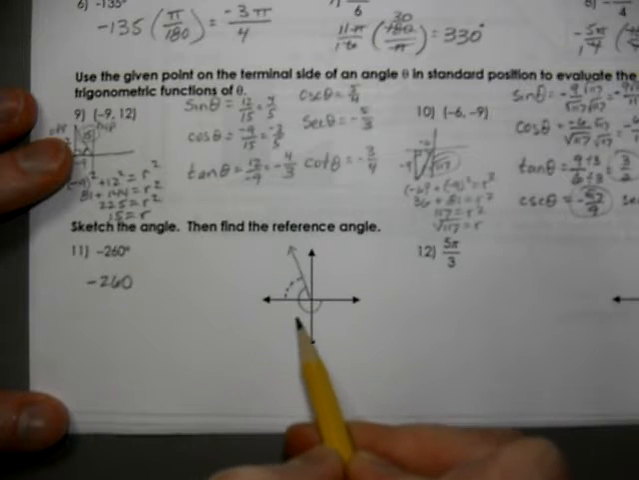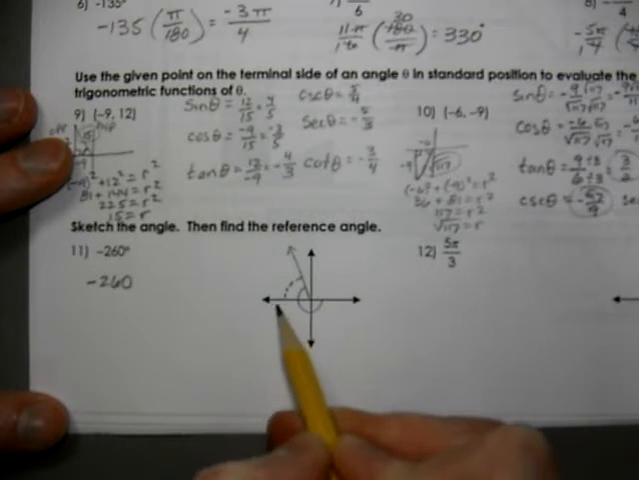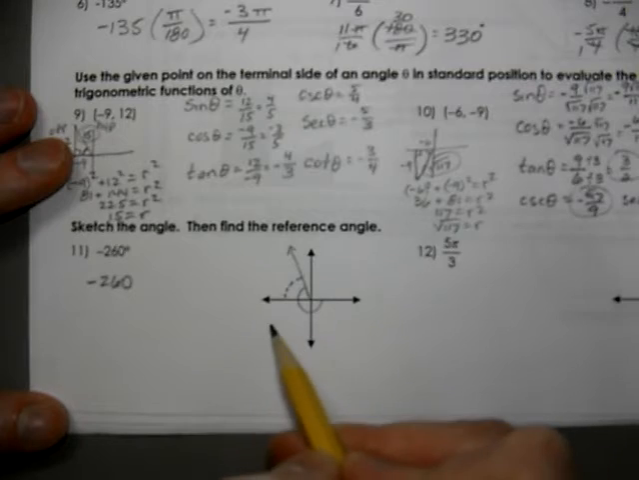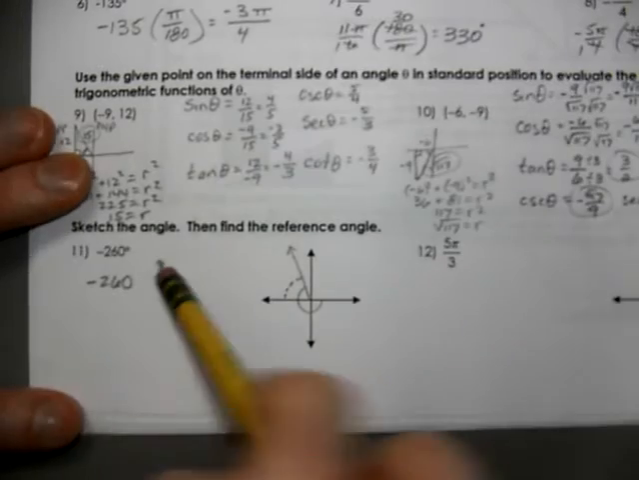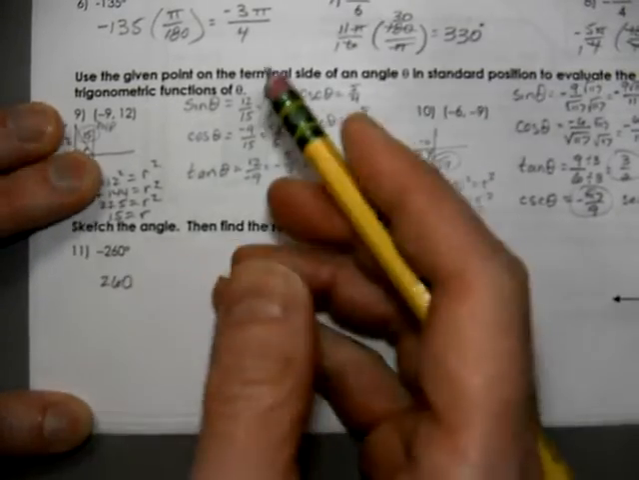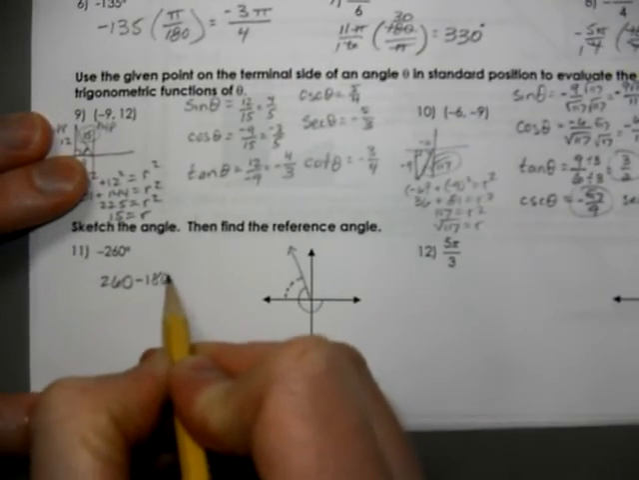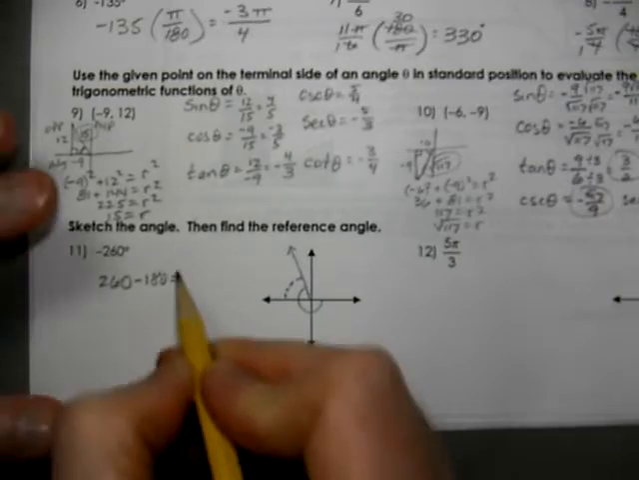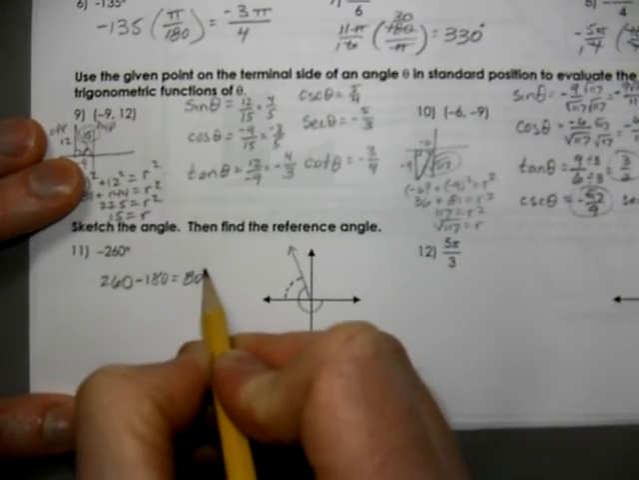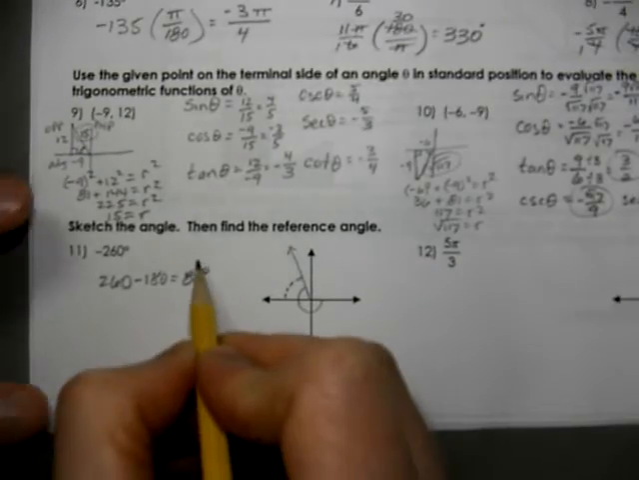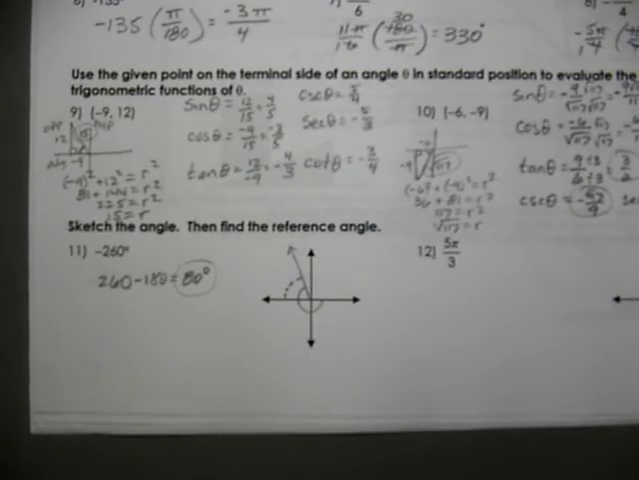Take your 260, and this is 180. We're going to take that 180 away from it. So let's actually make that a positive just to let our calculations come out clean. Take away the 180 and we get 80 degrees. That would be a reference angle.